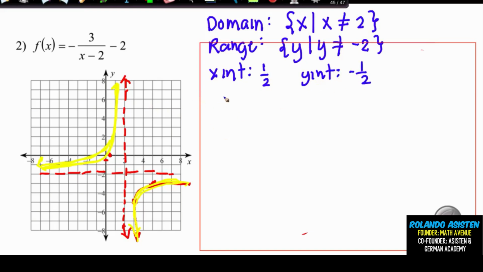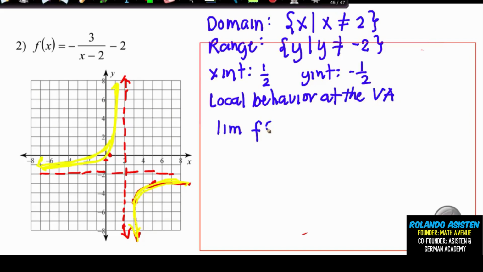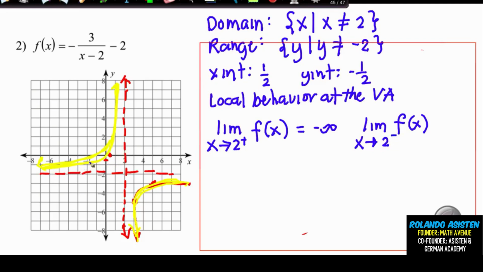And then let's analyze the behavior of the graph. So for the local behavior at the vertical asymptote, we now say that the limit of the function f of x as x approaches that vertical asymptote 2 from the right is equal to, so you're coming from the right, going this way, it's going to negative infinity. And the limit of the same function f of x as x approaches 2 from the left, you're coming to this number 2, and y is going up, going to positive infinity.